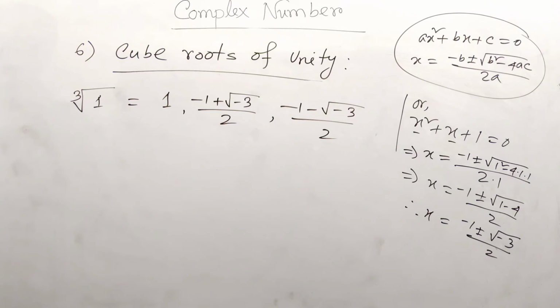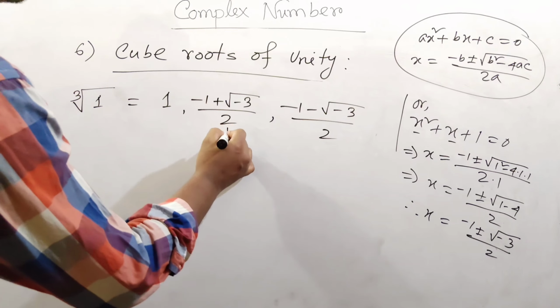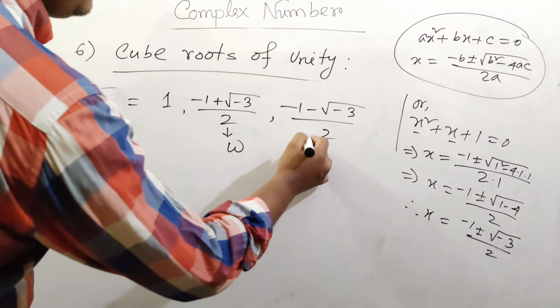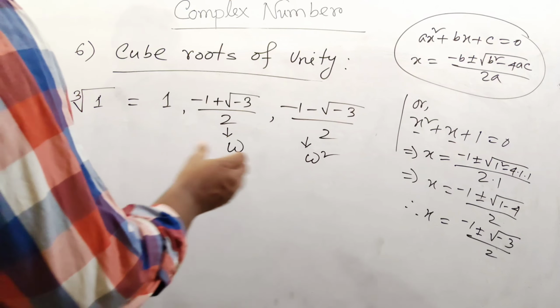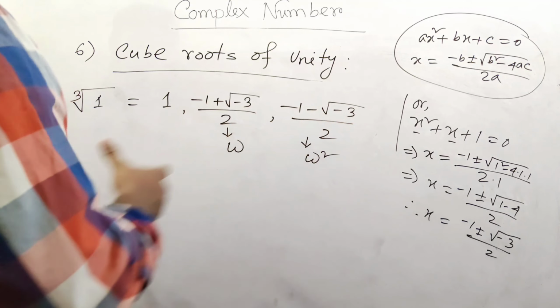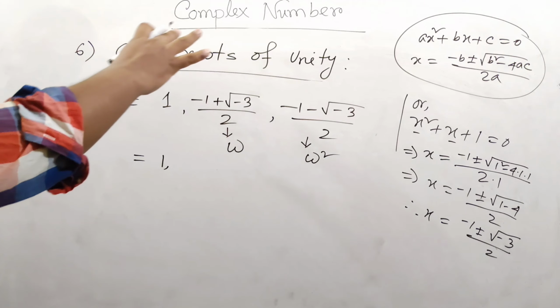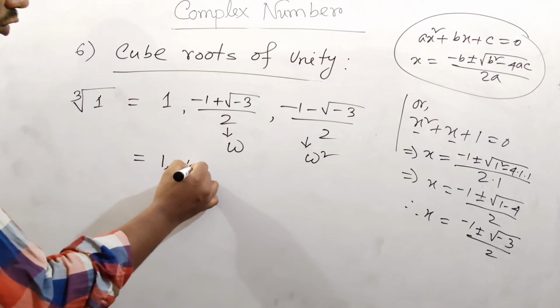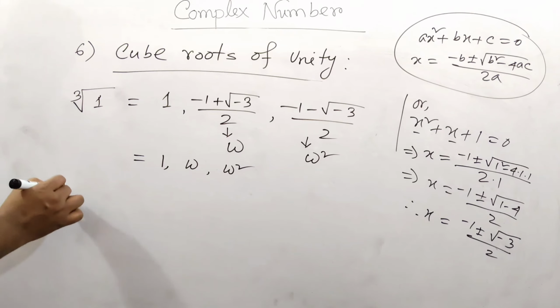So now we will learn the characteristics of these 3 roots. We can consider this one as omega, and here omega square. So we consider a Greek letter omega for defining these 2 roots. That means now we can say there are 3 cube roots of unity, that is 1, omega and omega square. So now we'll learn some properties.